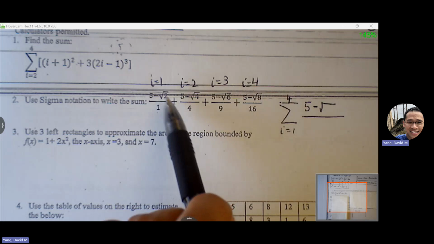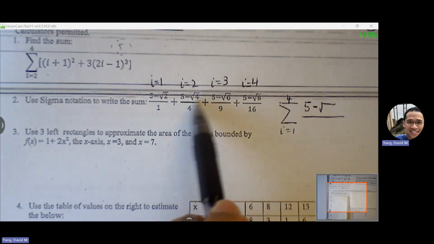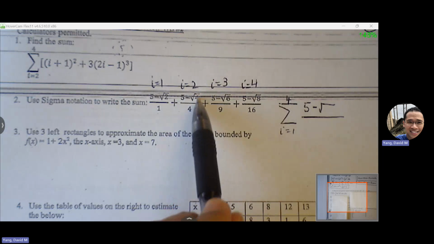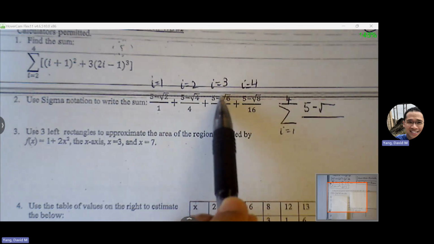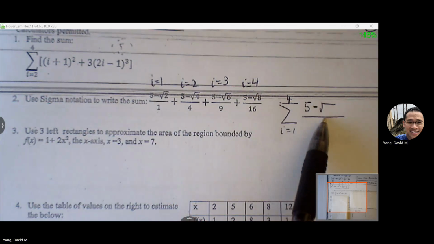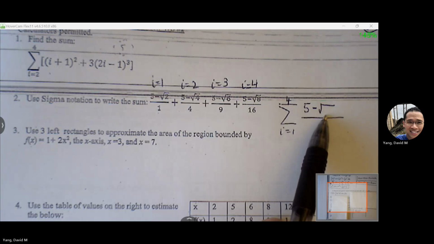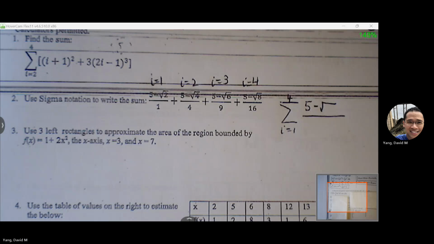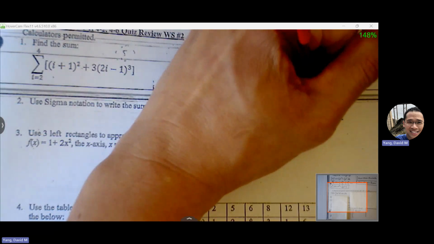So what can we place inside the square root so that if I plug 1 in, I'll get 2. If I plug 2 in, I'll get 4. If I plug 3 in, I'll get 6. What do you think? 2 times i, okay.